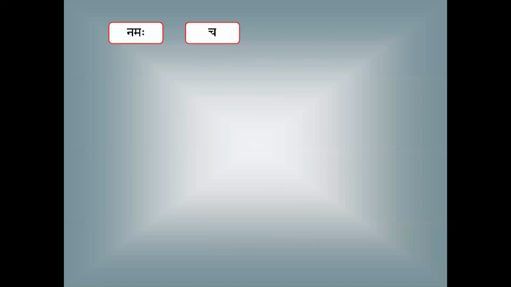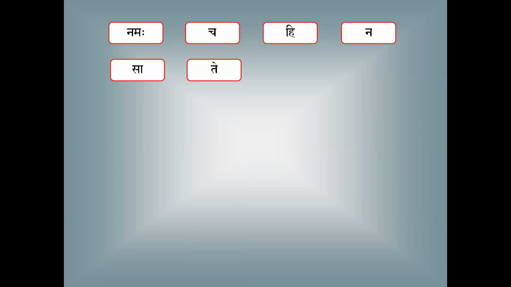Cha is a word. Cha is also a word. One letter, one single syllable word. Yes. Sa means she in English. The translation of the word sa is she. Te means they, they all. Ba. Tu. Okay. The next person.